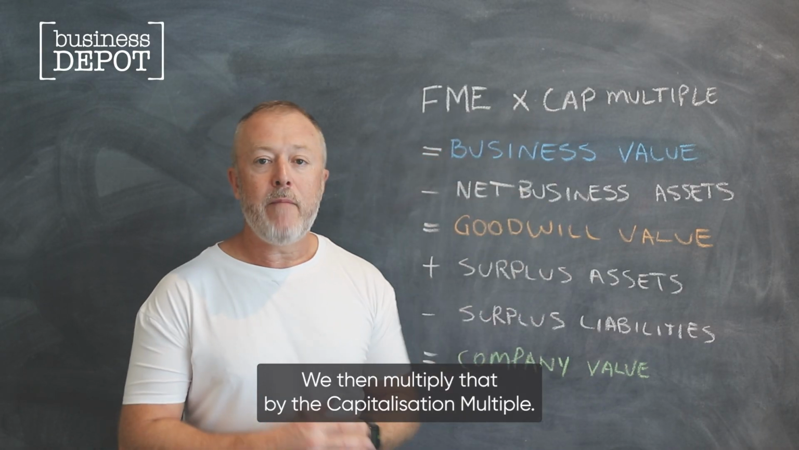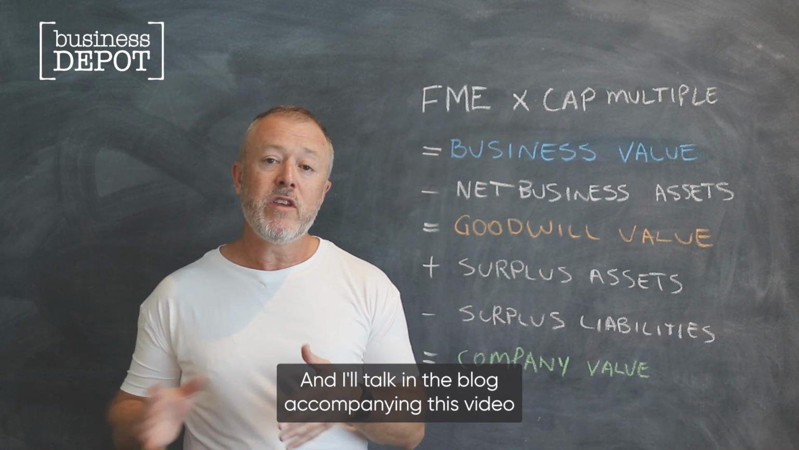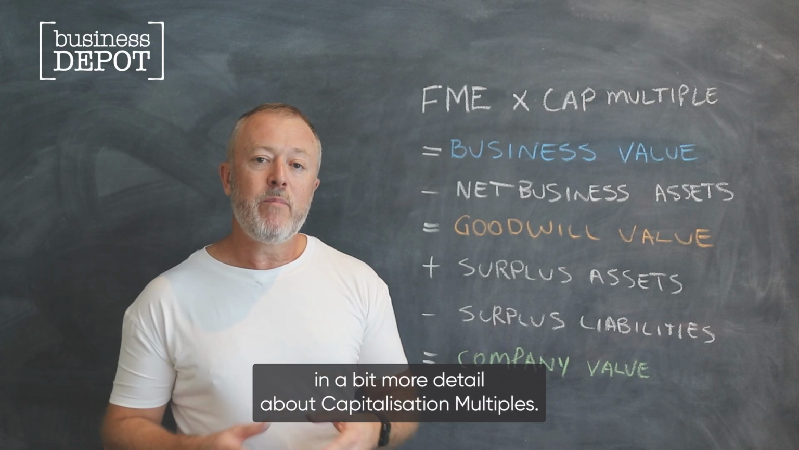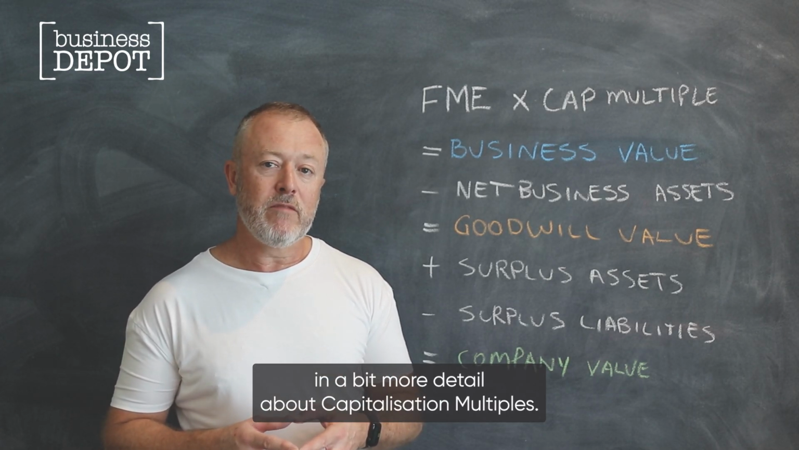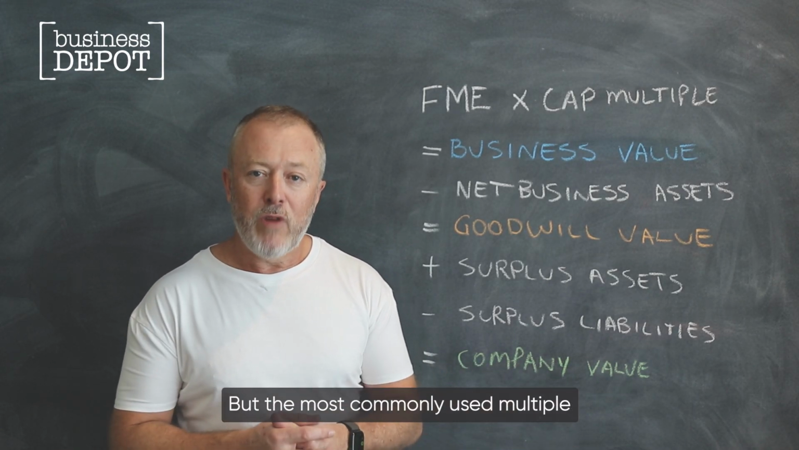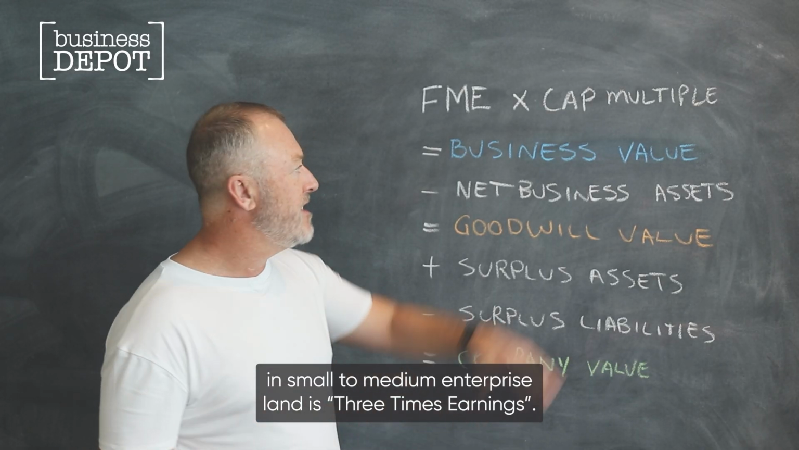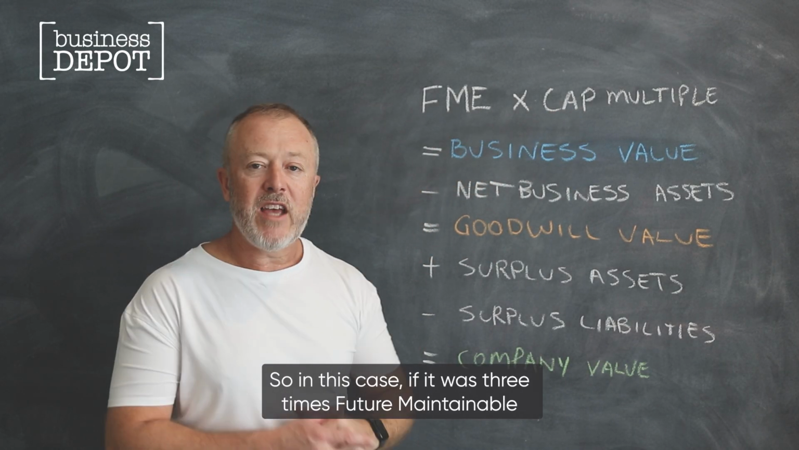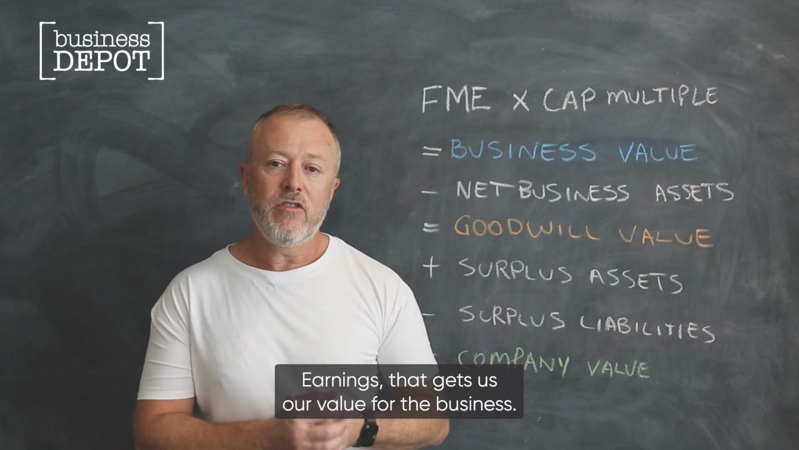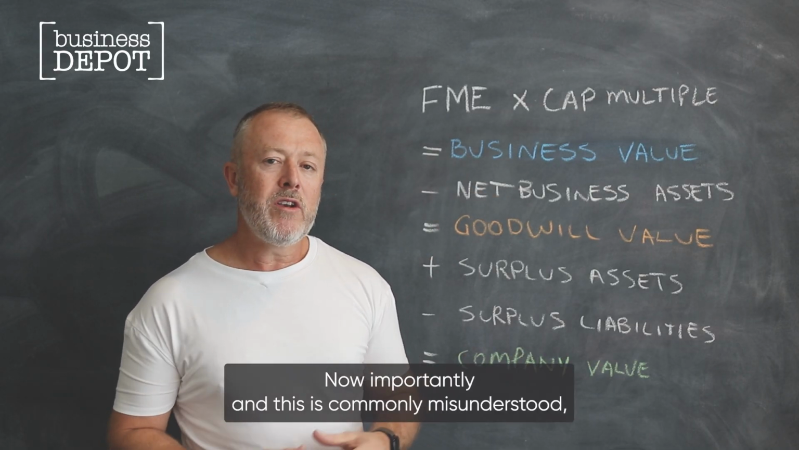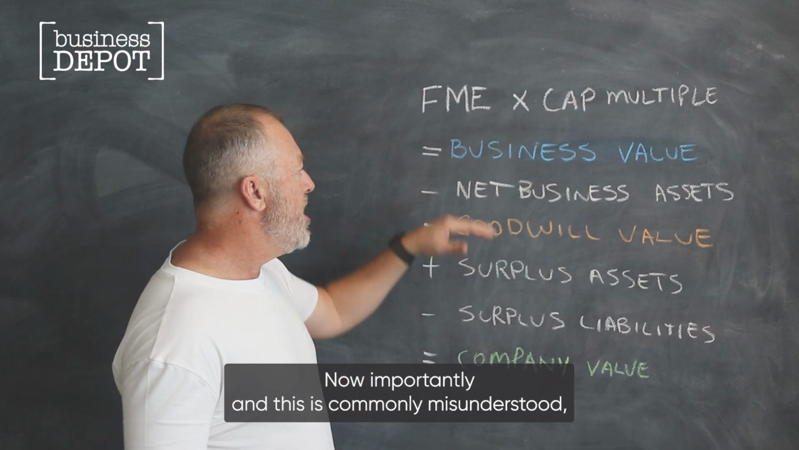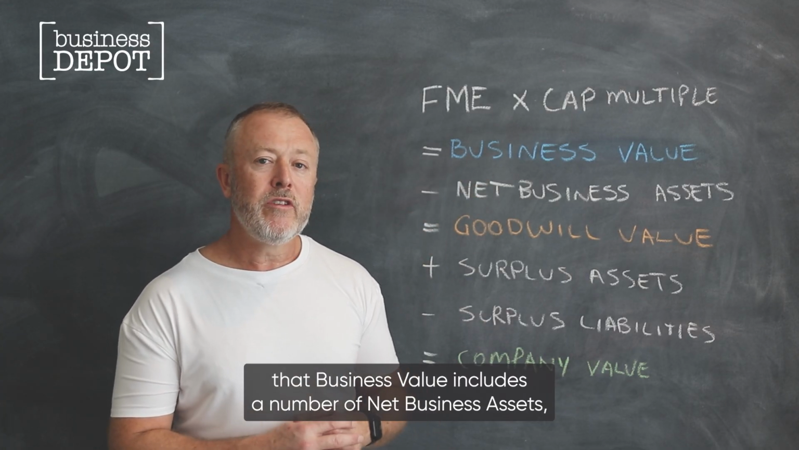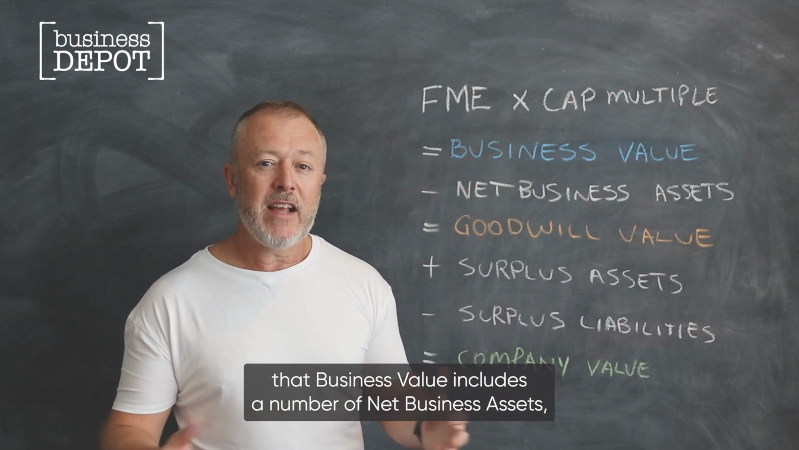We then multiply that by the capitalisation multiple, and I'll talk in the blog accompanying this video in a bit more detail about capitalisation multiples, but the most commonly used multiple in small to medium enterprise land is 3 times earnings. So in this case, if it was 3 times future maintainable earnings, that gets us our value for the business.